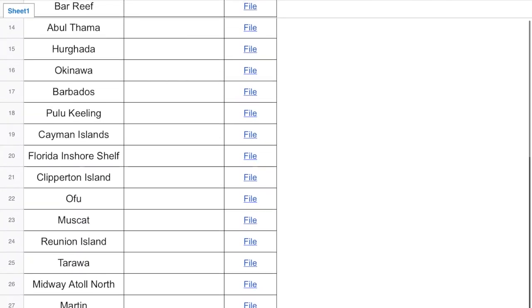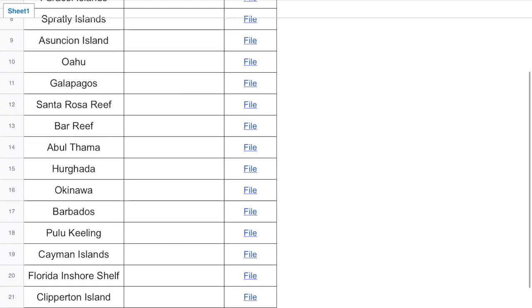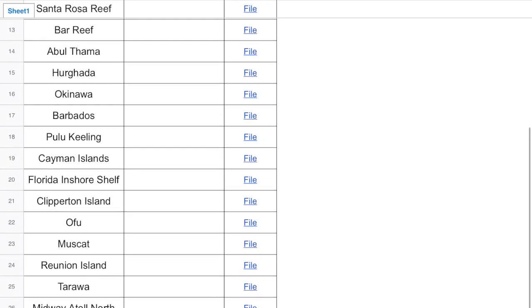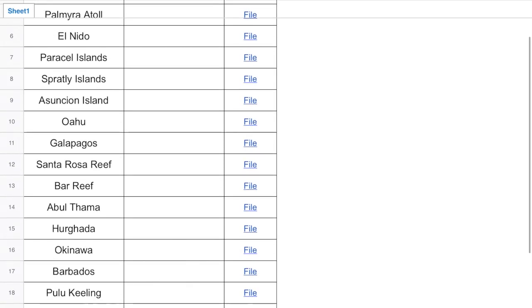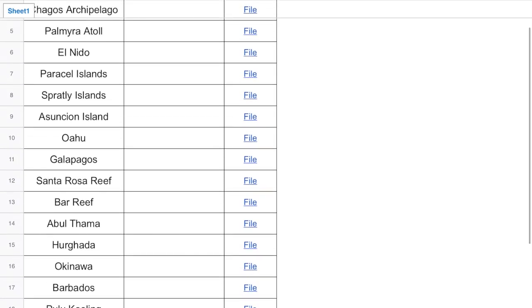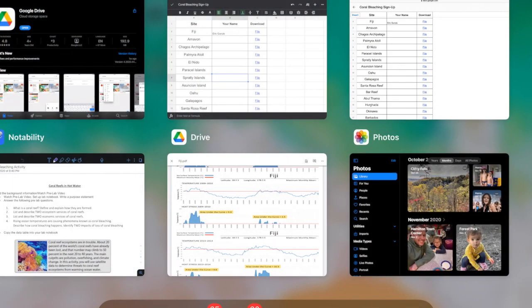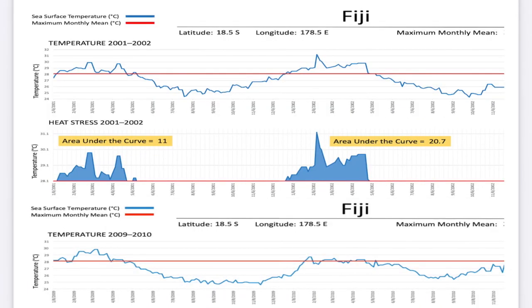You're going to go through here. Here are all the different options for coral reefs, and just pick one. You might not know where Hurghada is or Abu Thama is, but it doesn't really matter. I put my name in the first one just because I'm going to show you what you do. Then you're going to click file, download file, and it's going to give you the temperature profile for that particular location. And this is what it looks like.